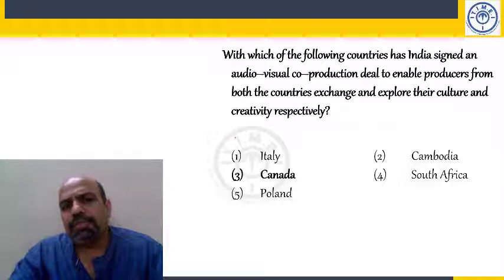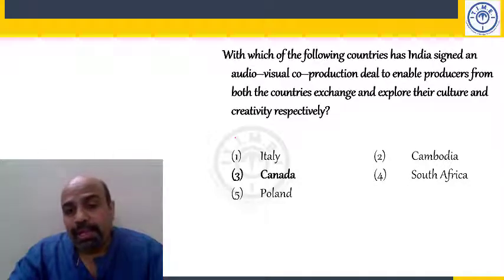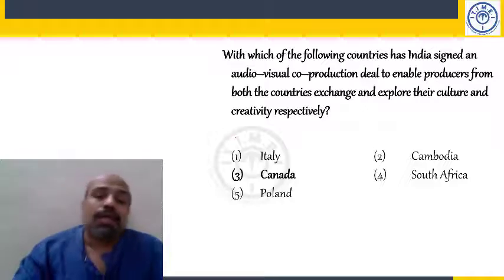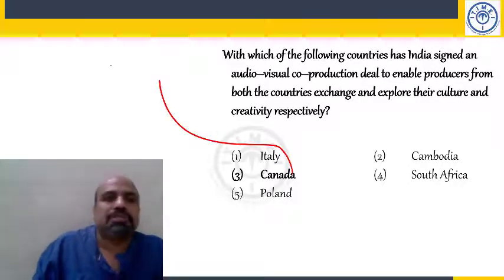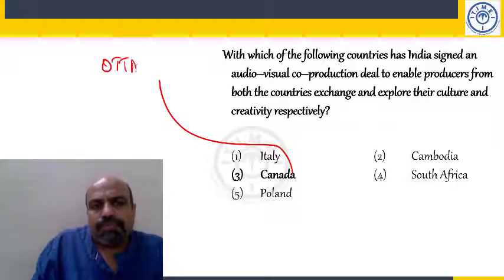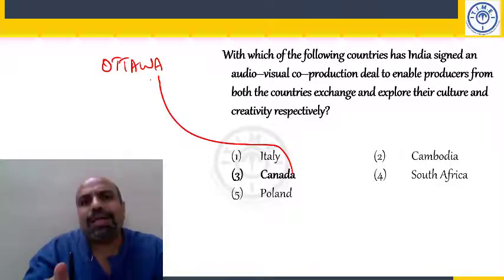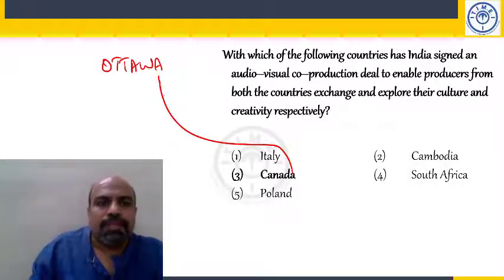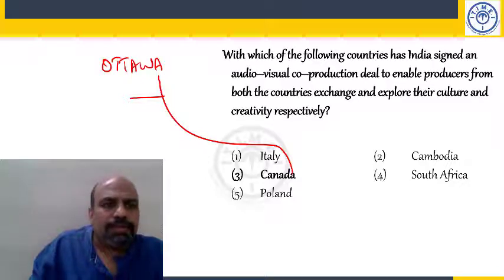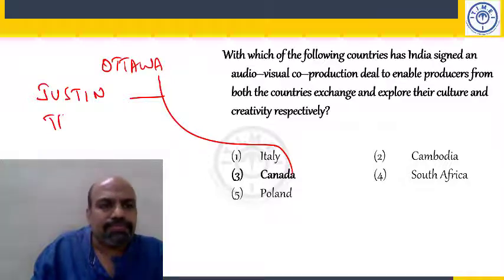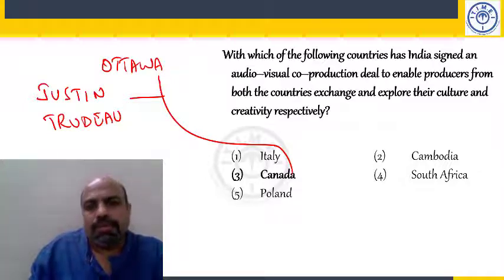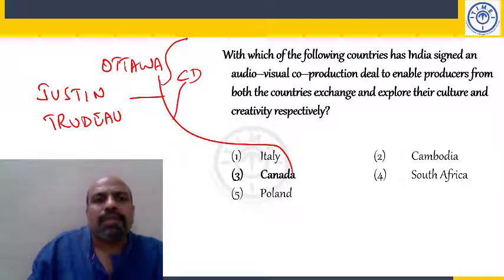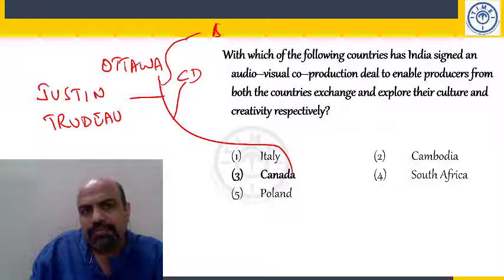With which of the following countries has India signed an audiovisual co-production deal to enable producers from both countries to exchange and explore their culture and creativity respectively? Well, it's Canada. Canada is a huge country. The capital is Ottawa. The head of state of Canada is the British monarch, who appoints a governor general in Canada. The current prime minister is Justin Trudeau. The Canadian dollar is the currency, and it's the world's second biggest country by area.